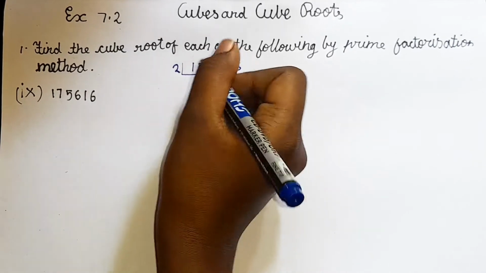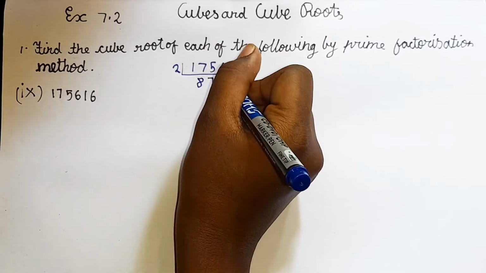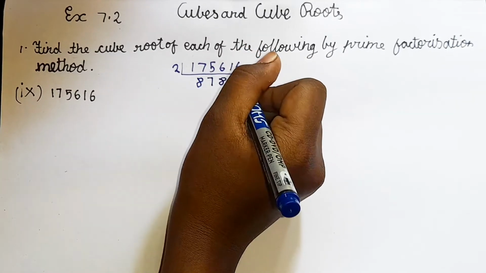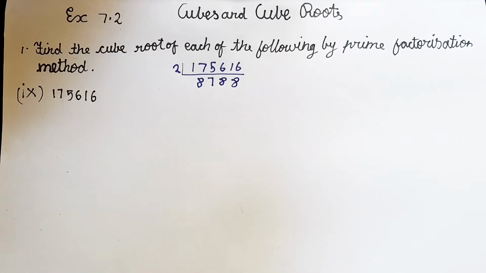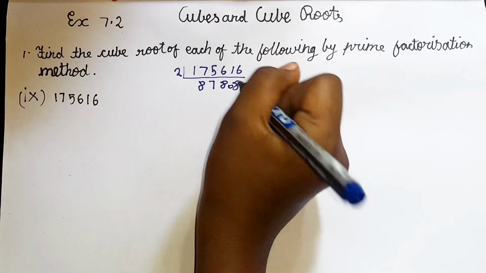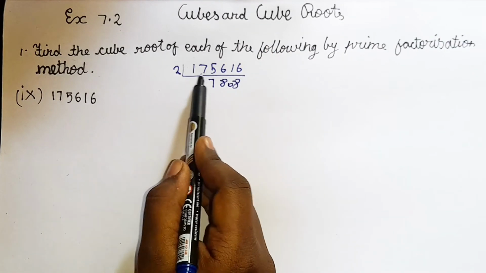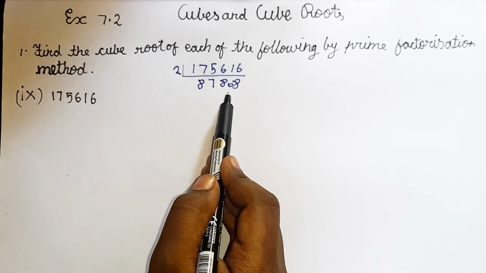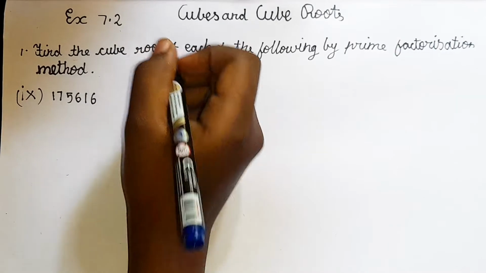8 2s are 16, 1 carry. 7 2s are 14, 1 carry. 8 2s are 16, 8 2s are 16. So here we have to add a 0, okay? As you guys know, if we are taking any two numbers other than the first one together, we should add 0 here. Don't forget it. Okay, again 2 table.